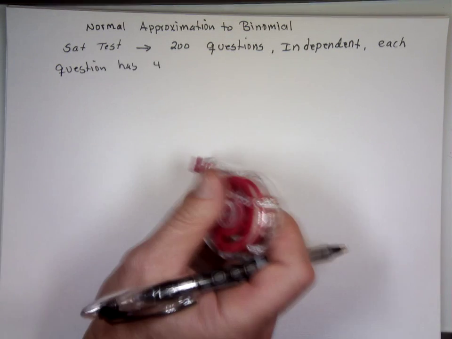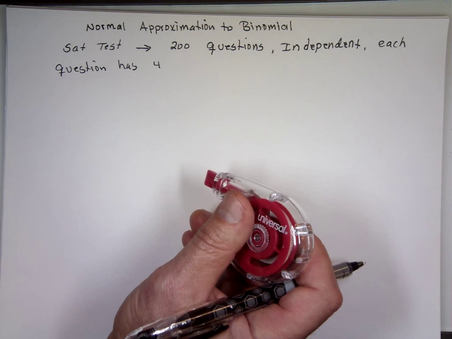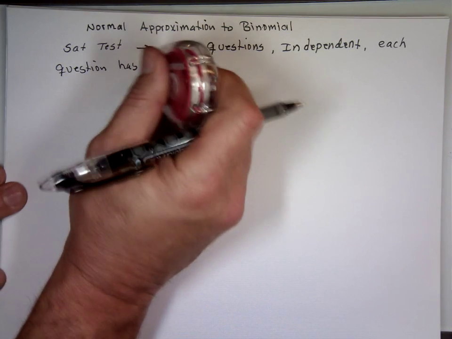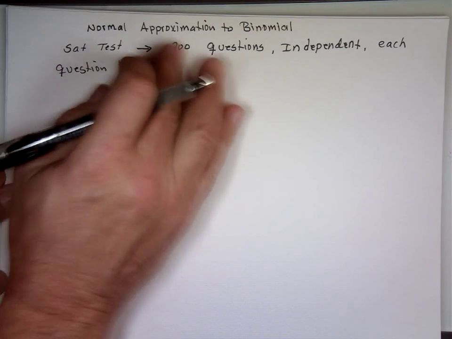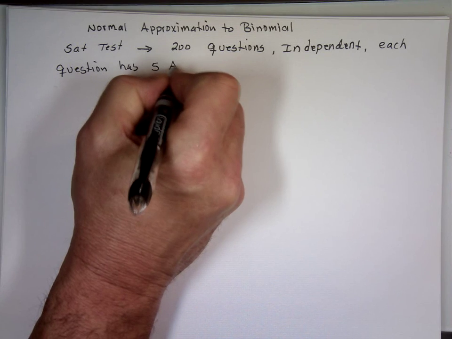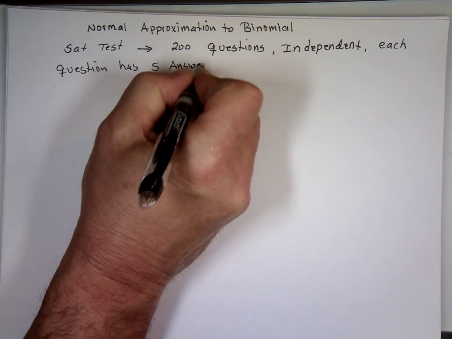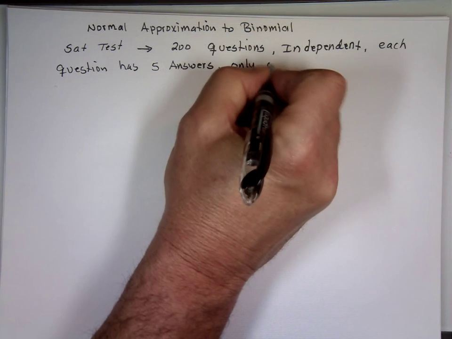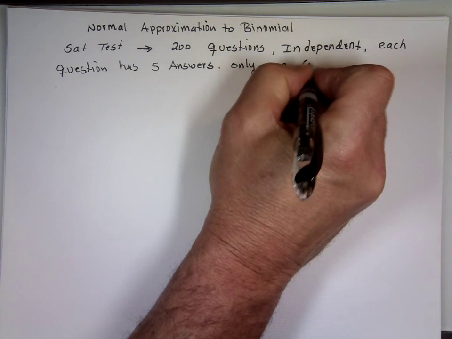What's the SAT? Anyone took the SAT recently? 4 answers to the question, or 5? A, B, C, D? I feel like it's 5. 5? Okay. Daniel said 5. We'll use 5. Usually they try to get you wrong. Each question has 5 answers. And the last assumption, only one correct answer to each question.